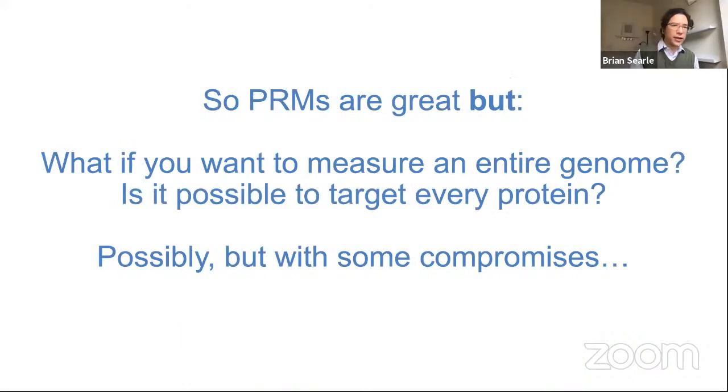So just to reiterate, PRMs are really great for making deep measurements, but they are a little bit complicated in terms of trying to measure an entire genome. So if I'm interested in measuring an entire genome, we actually need to ask the question, is it possible? Are there mechanisms to target every single protein? And there are some kind of clever ways that you can run PRMs to be able to do that. But what I want to do is talk to you about another way of thinking about this, which is data independent acquisition.